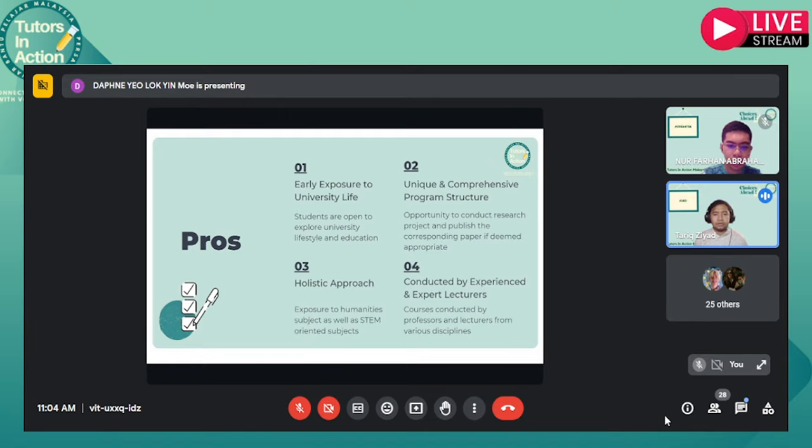The third one is holistic approach. As I said, there are exam-based courses and non-exam-based courses. So you will be exposed to humanities subjects as well as the STEM-oriented subjects. And the fourth one is the program is conducted by experienced and expert lecturers. So when you're looking at the academic unit, you're looking at professors, philosophical doctorate lecturers, you won't be surrounded by teachers, is what I'm trying to say. So moving on to the next slide.